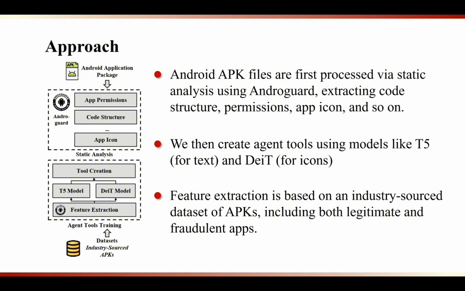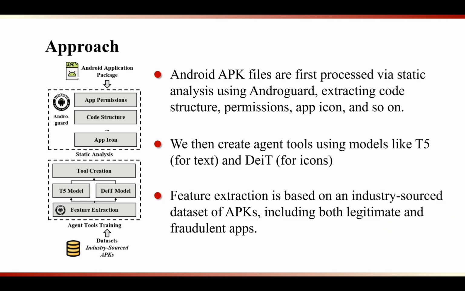In the first step, we perform static analysis on Android APK files using the AgentDroid tool. This allows us to extract critical components like permissions, code structure, and app icons. Then, to process these features, we train agent tools. We use the T5 model for text-based features like permissions and app descriptions, and the DAT model for image-based features like icons. All these models are trained on a curated dataset of over 600 APKs provided by an industry partner.